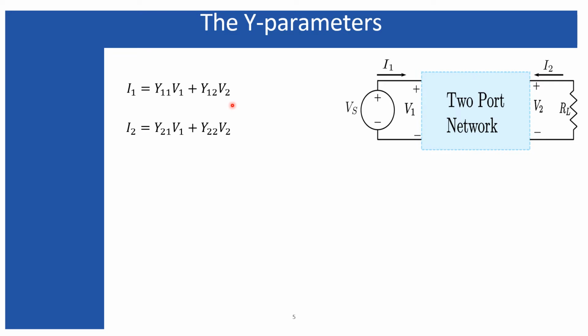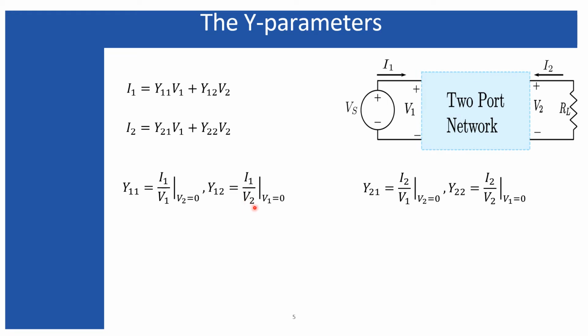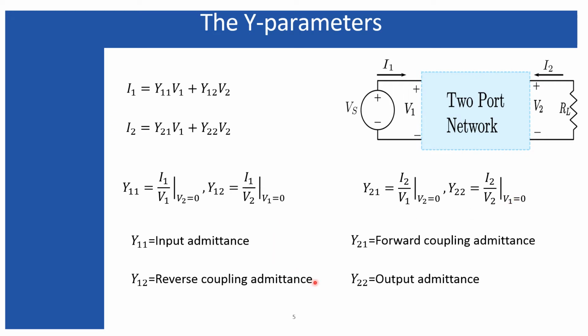Similar to the previous case, if you make V2 equal to 0 in the first equation, you will obtain Y11, which represents the input admittance, and if V1 equals 0, Y12, which represents the reverse coupling admittance. Here, if you make V2 equal to 0 in the second equation, Y21 represents the forward coupling admittance, and the last one, Y22, represents the output admittance. All other things are similar to the previous one.